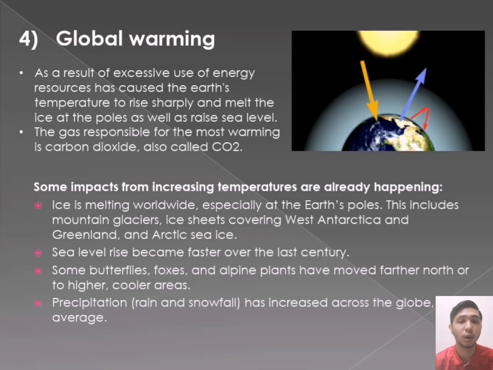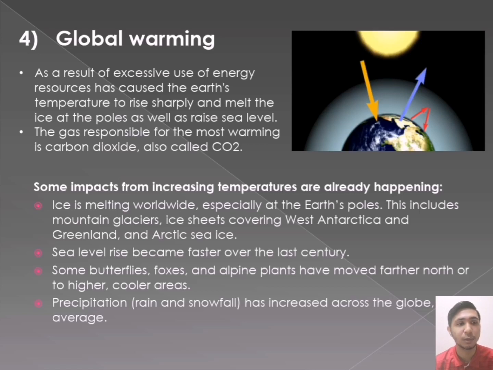Fourth, global warming. As a result, excessive use of energy resources has caused the Earth's temperature to rise sharply, melt the ice at the poles as well as raise sea level. The gas responsible for the most warming is carbon dioxide, also called CO2. Some impacts from increasing temperature are already happening.